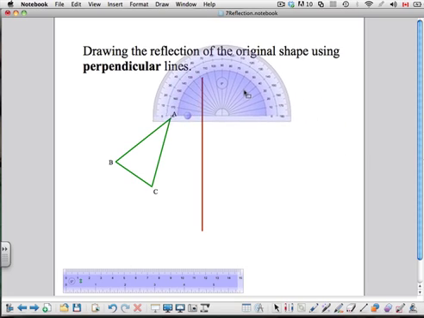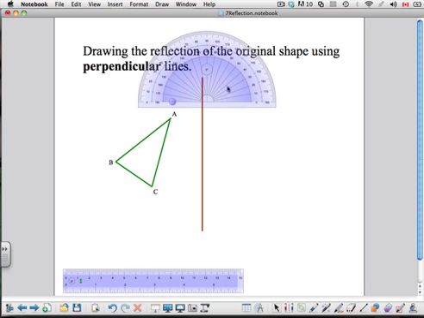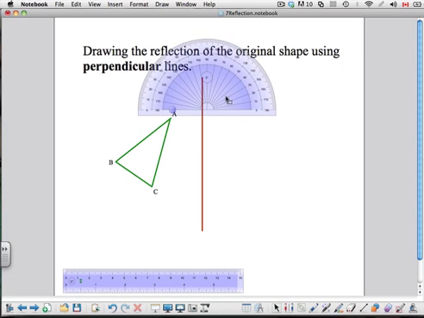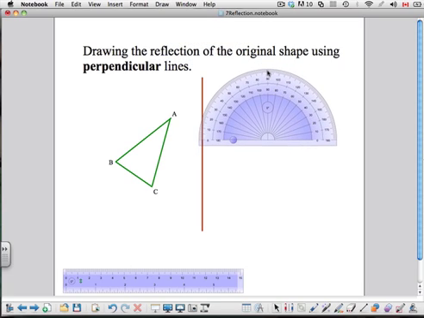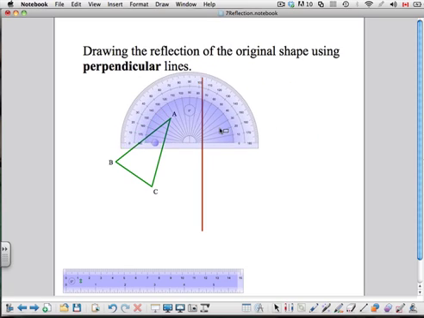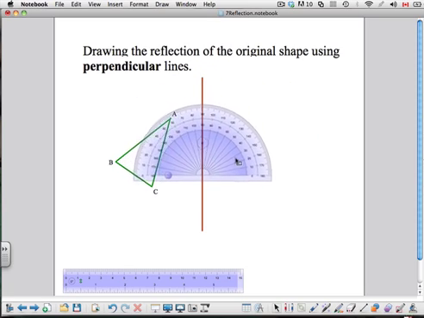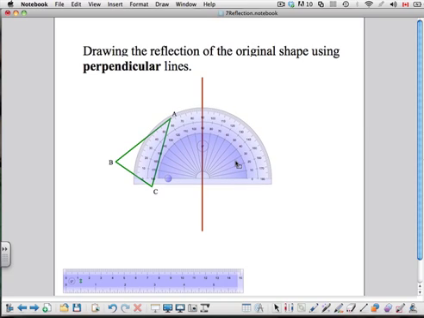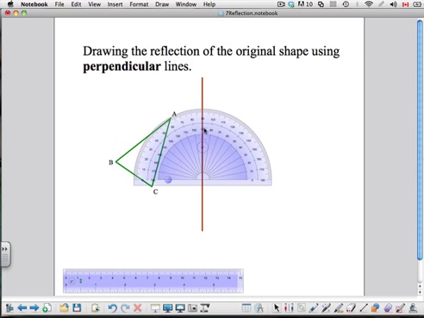You want to draw lines which are 90 degrees to my reflection line, which go through these three vertices. On your protractor, 90 degrees is the line that is perpendicular to this one and the edge of your protractor. So I'm going to do C first. Look what I do. I make the angle of 90 degrees right here on my protractor.